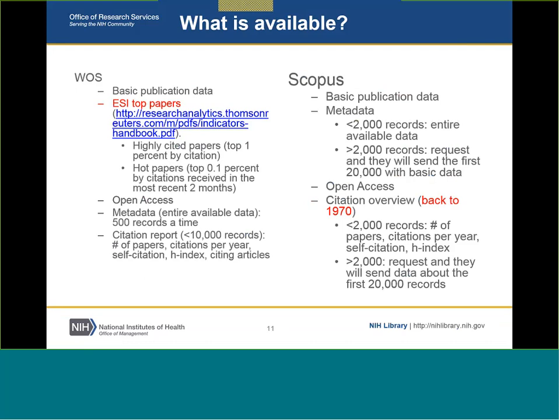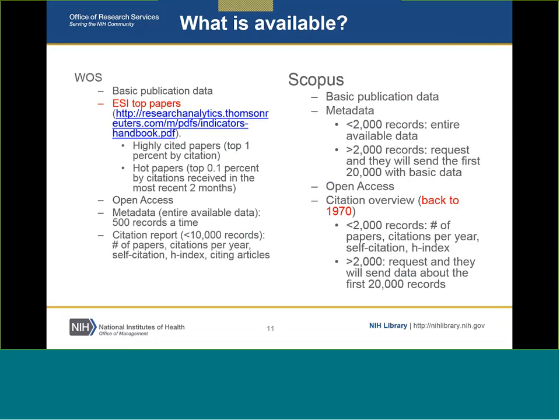So what is available on their website? For Web of Science, we can get a lot of basic publication data. We can also get Essential Science Indicators top papers. So there are the highly cited papers, and there are the hot papers.